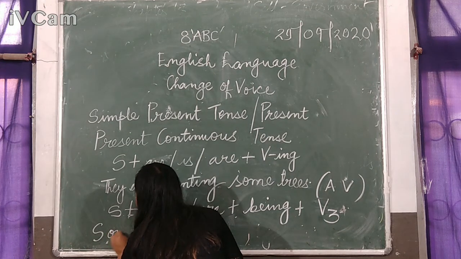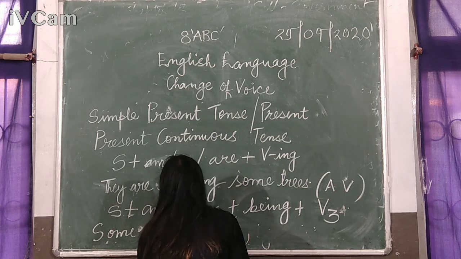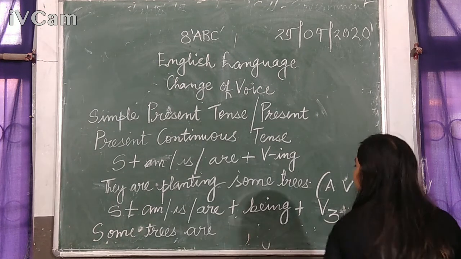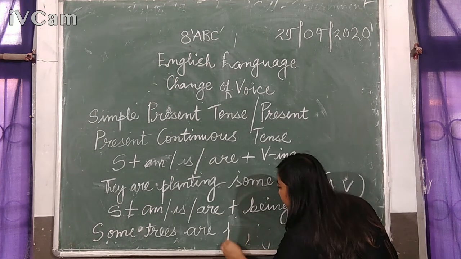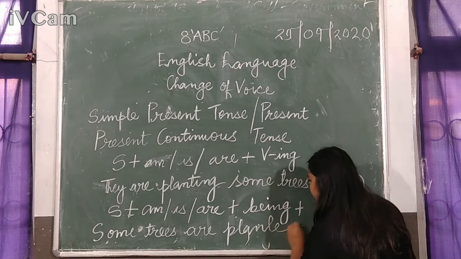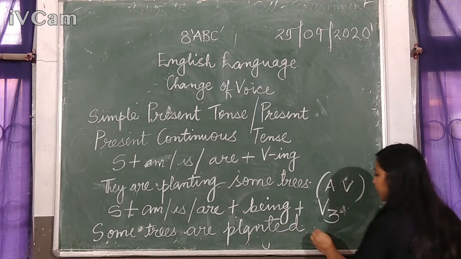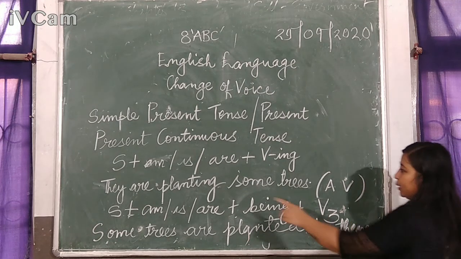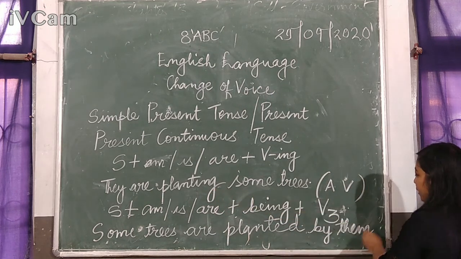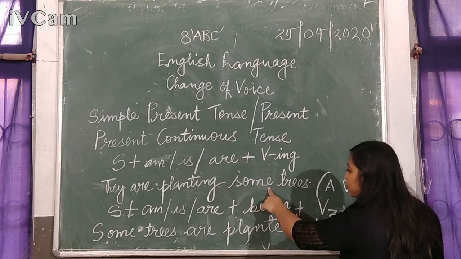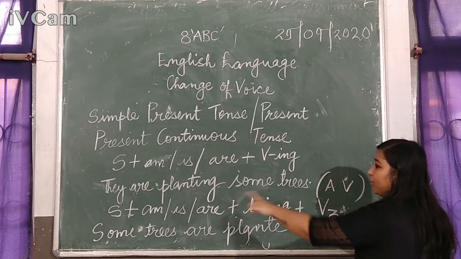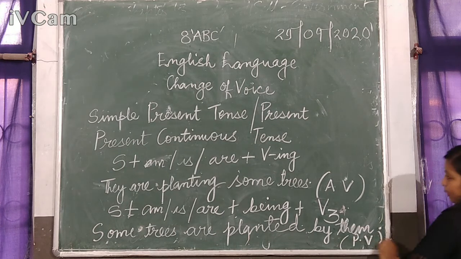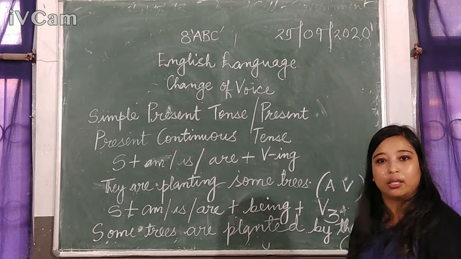Okay, some trees are planted by them, or you can leave it and write some trees are planted. See, the subject, they, changes into them in the passive voice, and some trees, which is the object in the active voice, becomes the new subject in the passive voice. Now this one is the passive voice. Okay, that's in the present continuous tense.